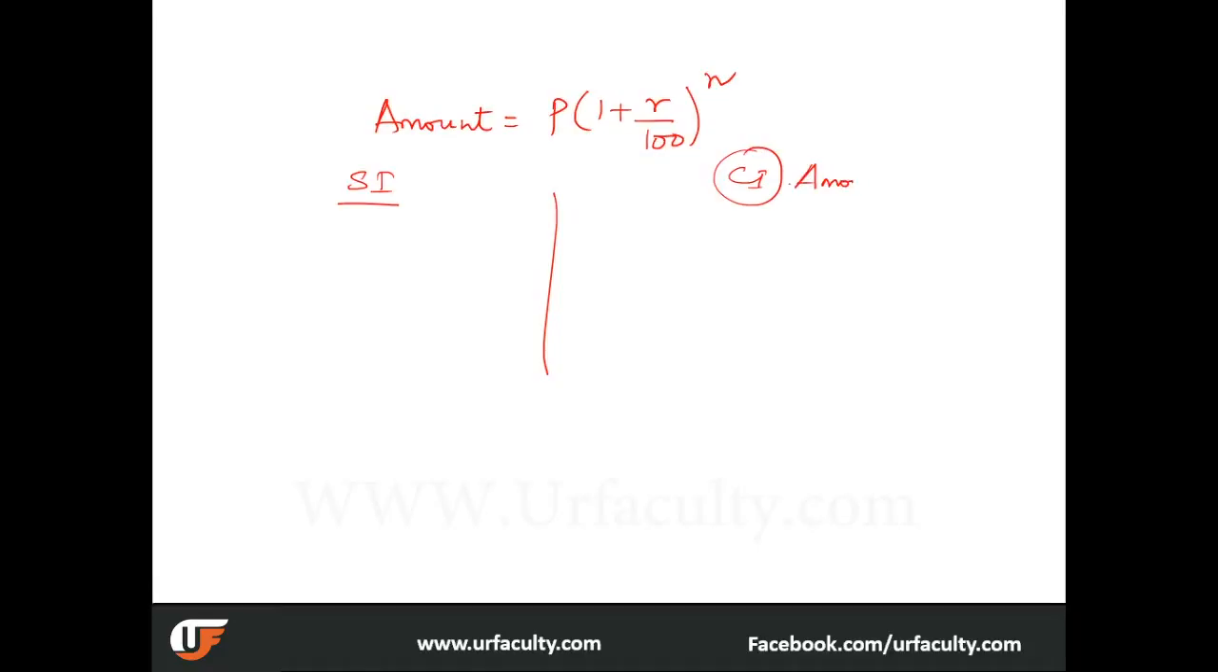I'll start with the basic formula. In the case of compound interest, amount is equal to P into (1 plus R by 100) per N. If you have to relate compound interest and simple interest, if you are just looking at the amount, in the case of simple interest your interest value is the same every year, year after year.